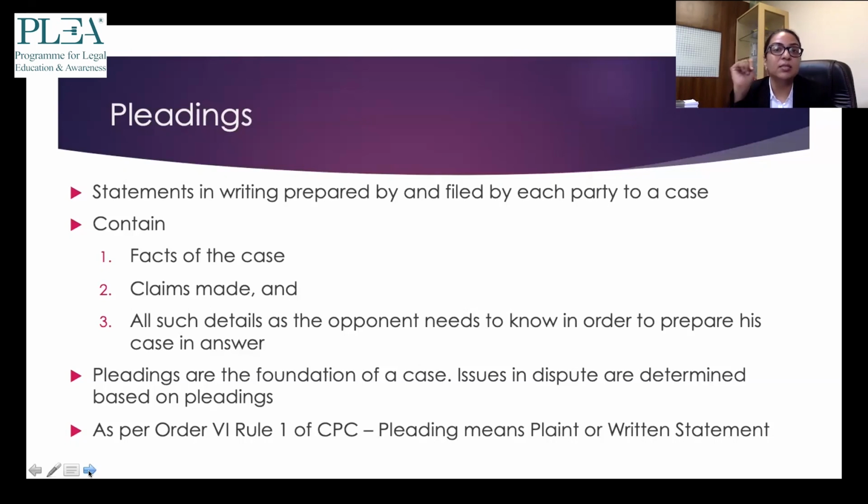The word pleading is defined in the Code of Civil Procedure in Order 6, Rule 1, as pleading means plaint or written statement. This is, of course, in case of a suit, right? So in a case of, for example, arbitration proceedings, the pleadings would be the statement of claim filed by the claimant and the statement of defense filed by the respondent. Here you have the applicant preparing an application. So the application is the pleading of the applicant, and you have the opposite party giving its written statement. That is the pleading of the opposite party.